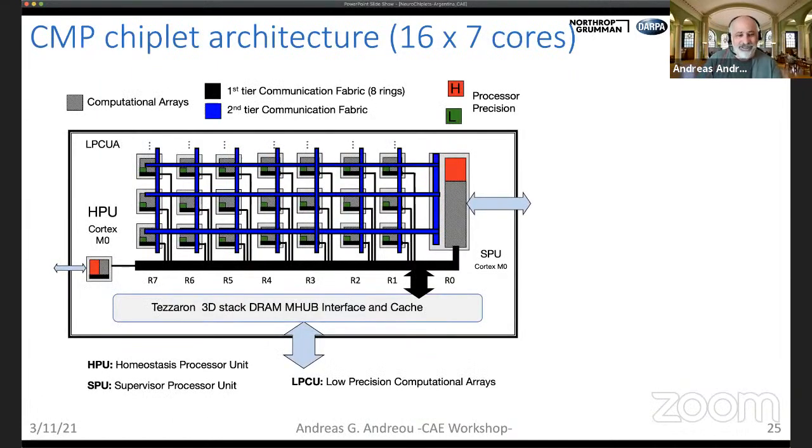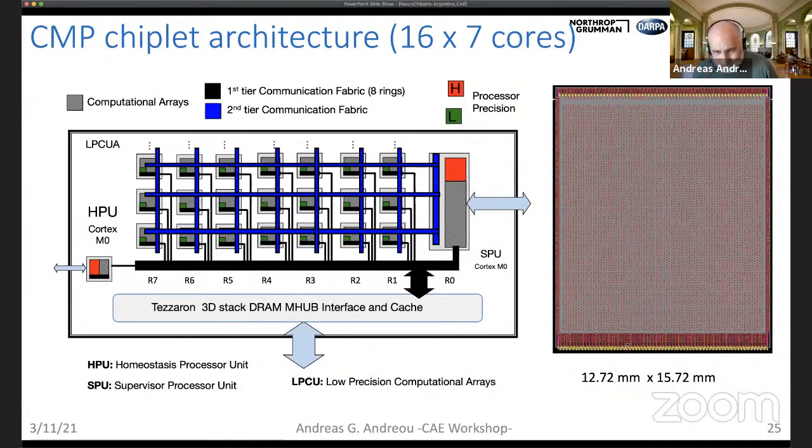We designed a chiplet architecture that had the interface to this memory. It had 2 NOCs: a first-tier communication fabric to push fast data in and out of the chip, 8 rings, shown here in black, and a second-tier communication fabric, which is a mesh network, shown here in blue, that allows the processors to communicate with each other. We had a Cortex-M0 processor for controlling, supervision and testing, and another Cortex-M0 with a little more memory for configuration and for doing some computations that could not be handled by the computational arrays.